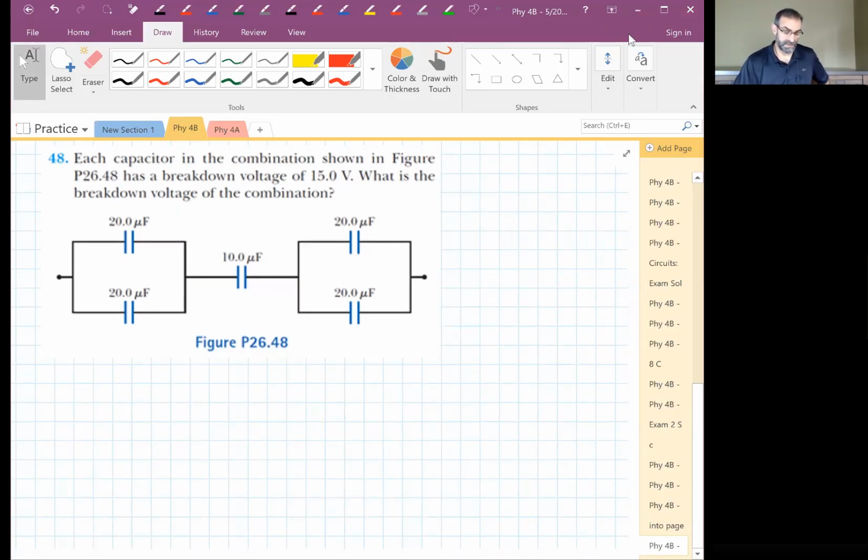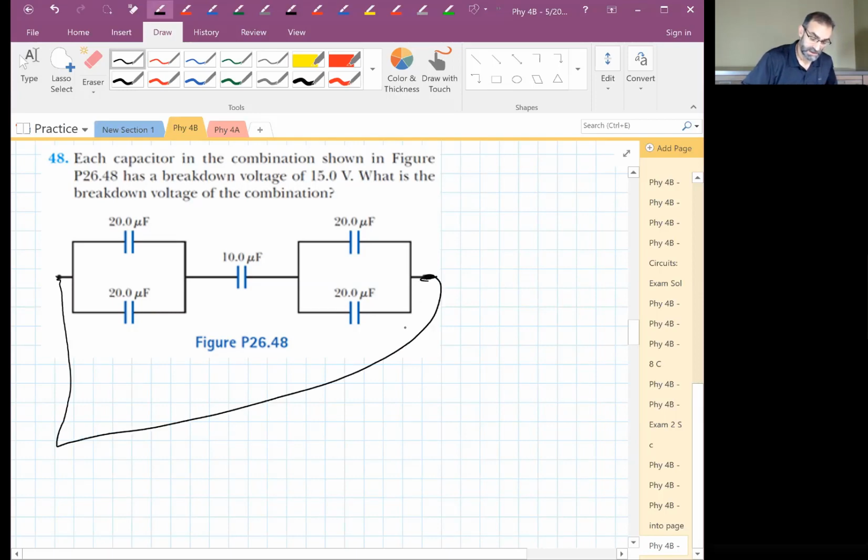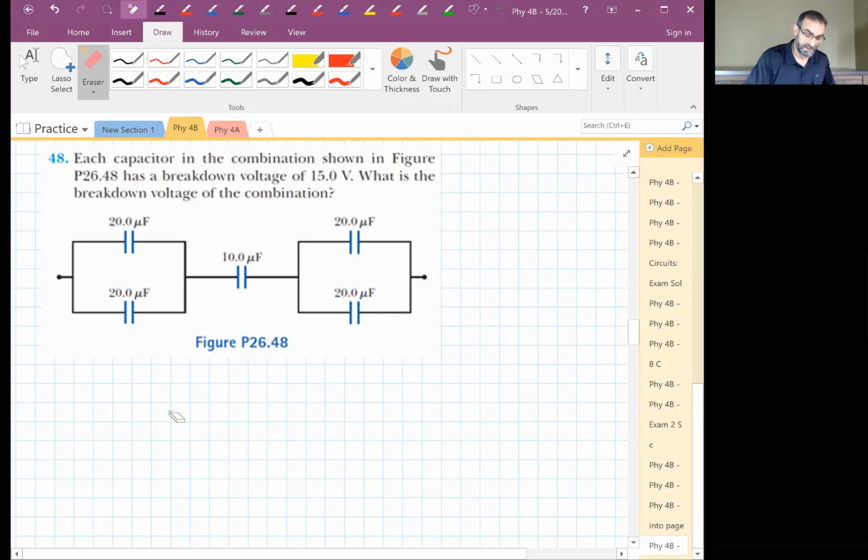Each capacitor in this combination has a breakdown voltage of 15 volts. What's the breakdown voltage of the combination? If you put 15 volts on any one of these, the dielectric breaks down, the capacitor becomes a conductor, it's no good anymore. So a maximum of 15 volts on any single one of these capacitors. So what can you apply out here? What voltage can you apply between these 2 points to the whole thing? What's the maximum voltage you can apply between points A and B?